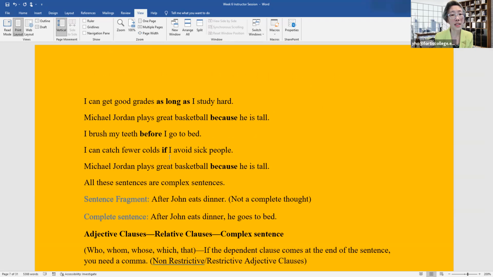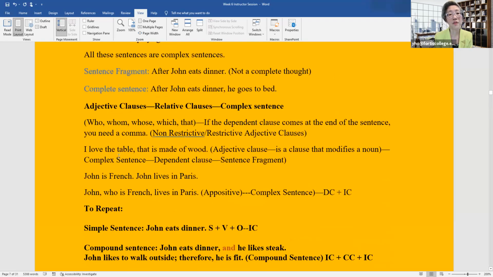So all these sentences are complex sentences. Sentence fragment: "After John eats dinner." That is not a complete thought. So if you want to complete the sentence, you would say, "After John eats dinner, he goes to bed."